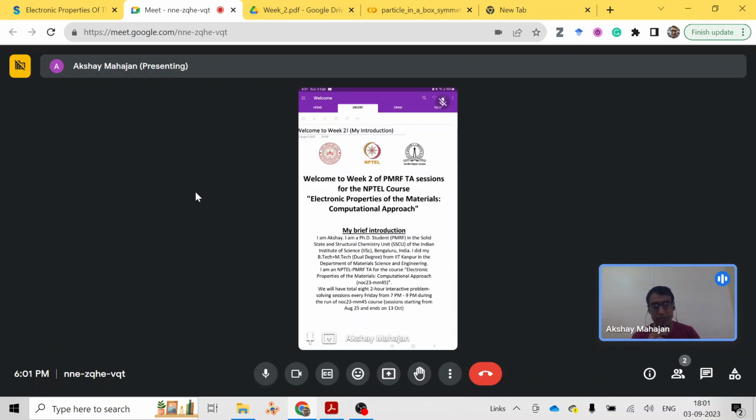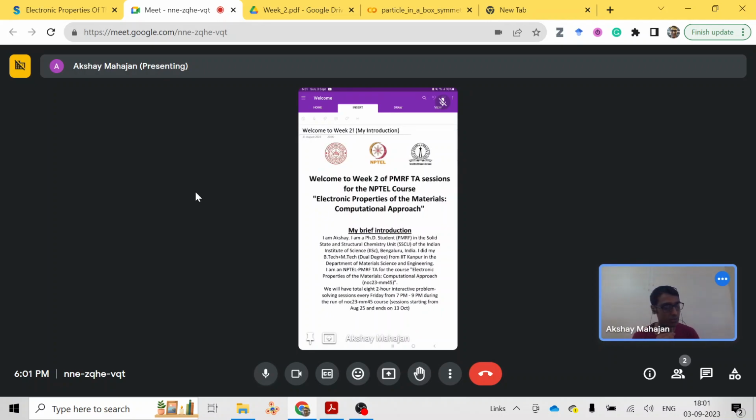So we will have a total of 8 two-hour interactive problem solving sessions every Friday from 7 p.m. to 9 p.m. during the run of this course, and this is the second session. Unfortunately, because of a technical issue, I had to postpone this session, which was supposed to happen on 1st September from 7 p.m. to 9 p.m. Now this session is happening today, on 3rd September, from 6 p.m. to 8 p.m. But in general, these sessions will be every Friday from 7 p.m. to 9 p.m.